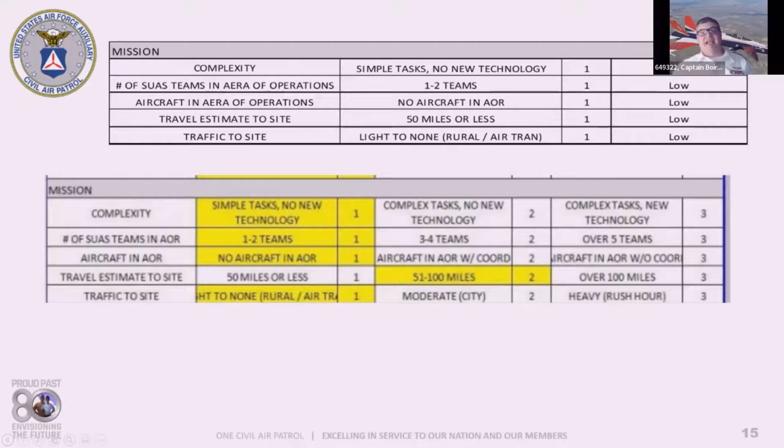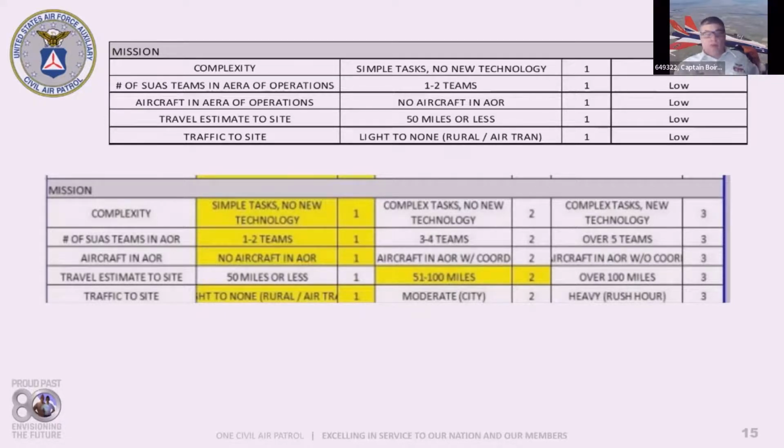Travel estimate to the site. Did we travel 50 miles or less, 51 to 100 miles, or over 100 miles to the site? Again, why do you think that we're scoring that? Just fatigue, just being tired from traveling. Fatigue, exactly. And don't forget, we're not talking about just accidents with the SUAS. The further you travel, the greater the potential for a car accident.